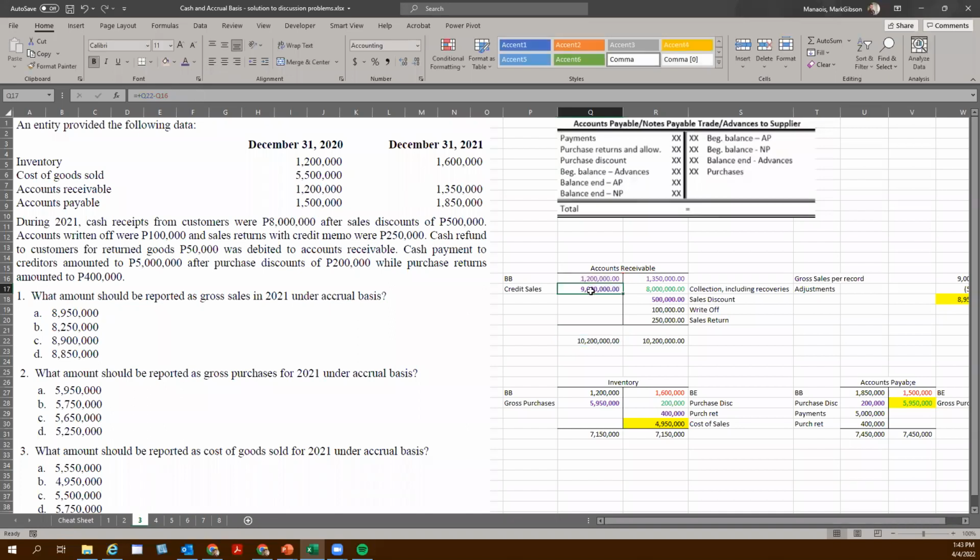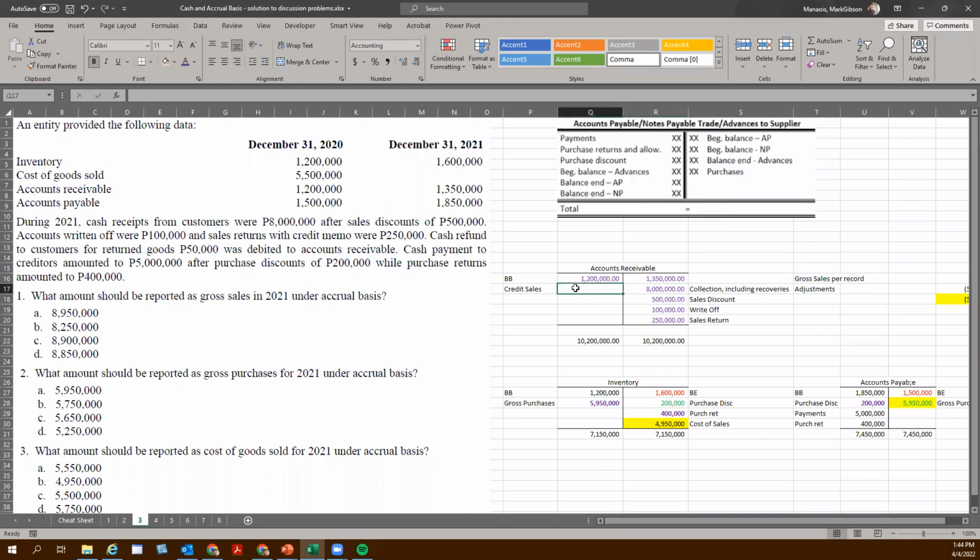Sorry, I'm squeezed in here so it can't be seen. So let me plug all the data first. We have collections of 8 million. Cash receipts from customers were 8 million. Sales discount of 500,000 also given. And then amount written off of 100,000. Then we have sales returns of 250,000. So all of those items are given, get the sum, that's 10,200,000.